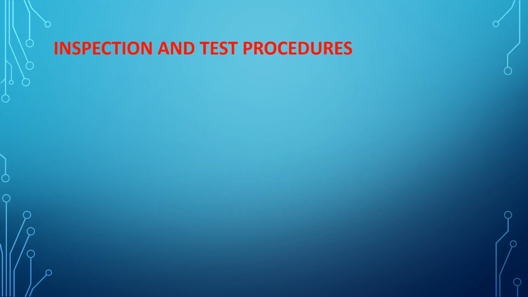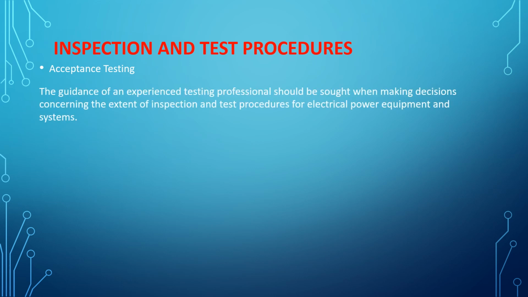Inspection and test procedures. So first you need to have an ITP. So this is inspection and test procedures. So what is this ITP? First, we have acceptance testing. So the guidance of how to proceed with our inspections, either factory acceptance testing, or during material receiving, installations, during the construction stages, and up to pre-commissioning and commissioning.